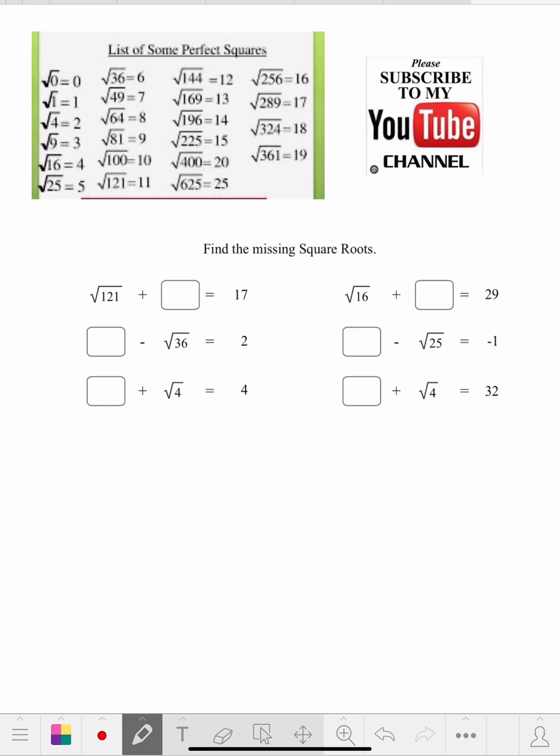I found this and it looked kind of neat and a little fun. It says find the missing square roots. How I treat this, I do it just like an algebra problem.